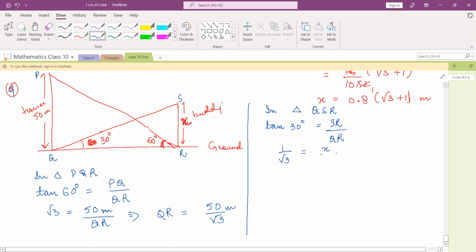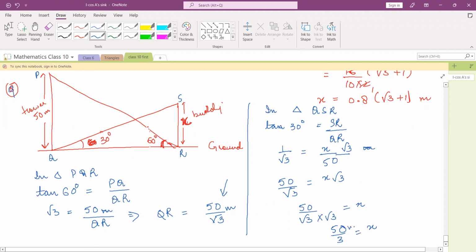And SR is X. And QR we have found just here. You can put 50 and this root 3 will go in the denominator meters. So from here you can find the value of X. So just cross multiply. So 50 divided by under root 3 is equal to X under root 3, right? Now this under root 3 will come in the denominator. So 50 divided by under root 3 into under root 3 is equal to X, right? So that means 50 divided by 3 is equal to X.